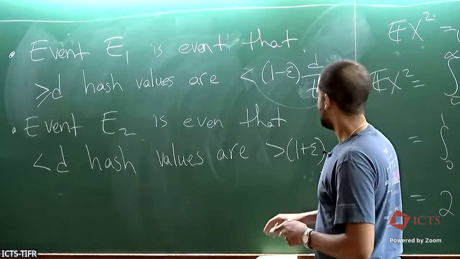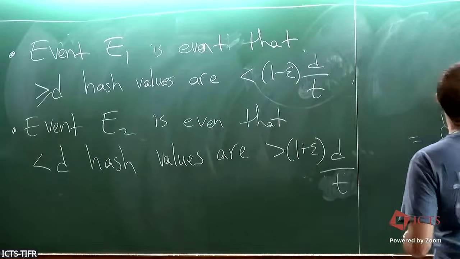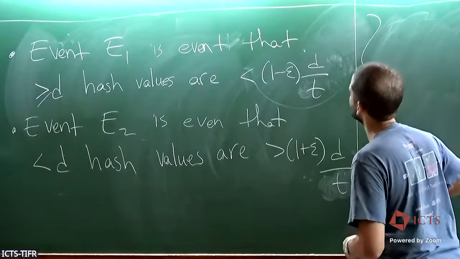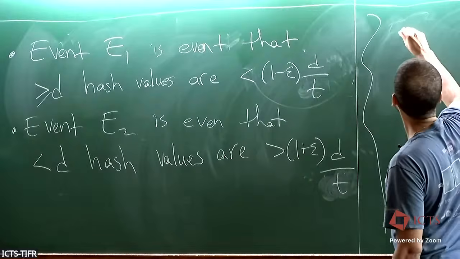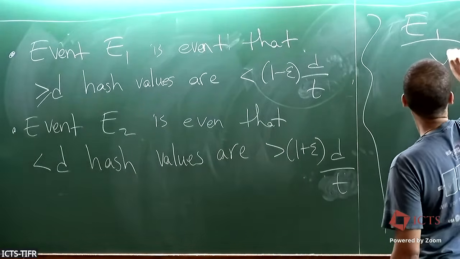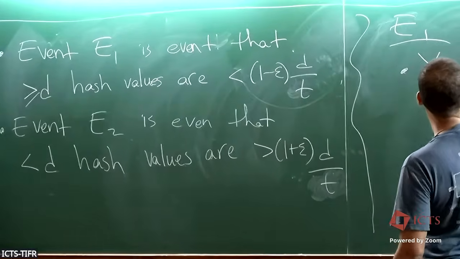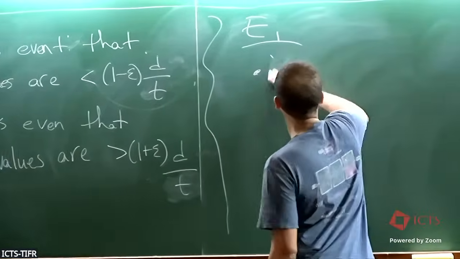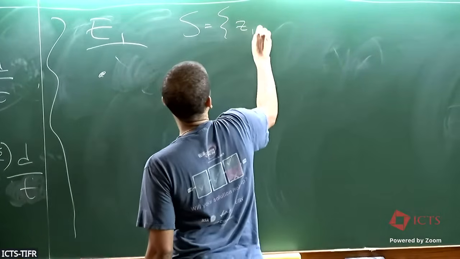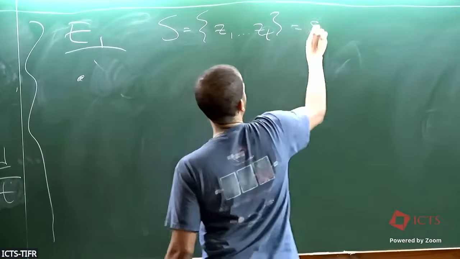Now, how can I prove that E1 is a low probability event? How can I prove that E2 is a low probability event? Let's just do one of them. Both of them are kind of similar. So let's look at E1. Let S, Z1 up to ZT, be the set of distinct elements in the string.